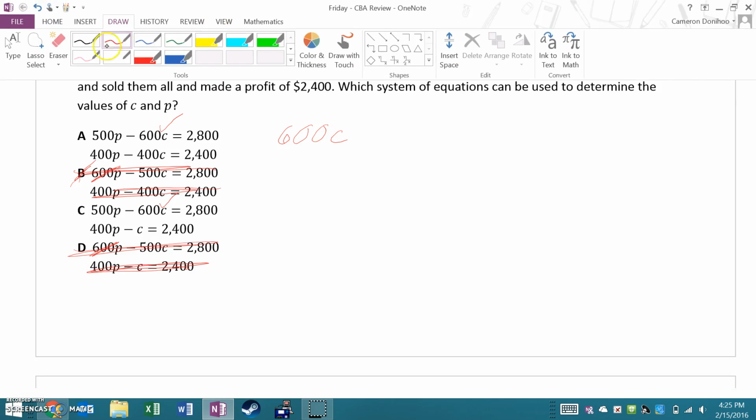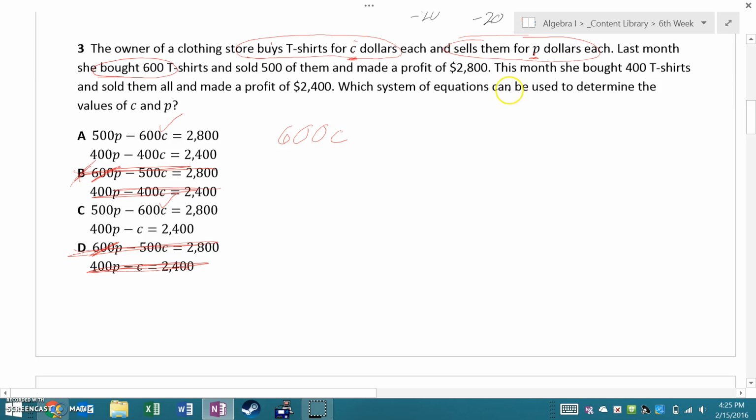Second piece of information here, and obviously she sold 500 of them, so you're going to have 500. That's going to be attached to P.